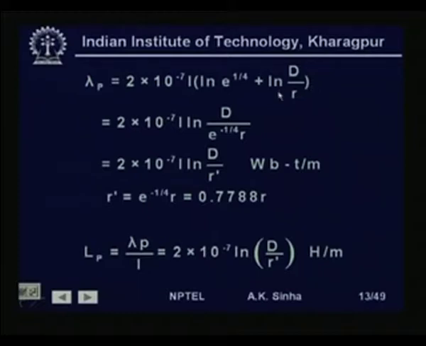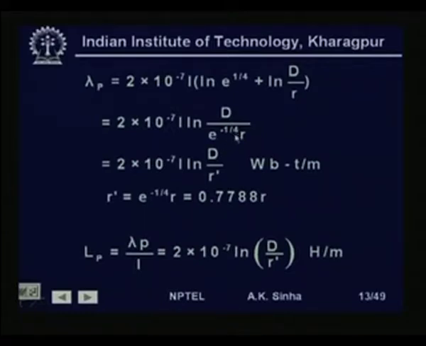external flux linkages. The point P is at a distance d from the conductor and r is the radius of the conductor. So, if we combine these terms, then we can write this as 2 into 10 to the power minus 7 I ln of d divided by (r e to the power minus 1 by 4), that is, we took the negative sign and put it in the denominator.